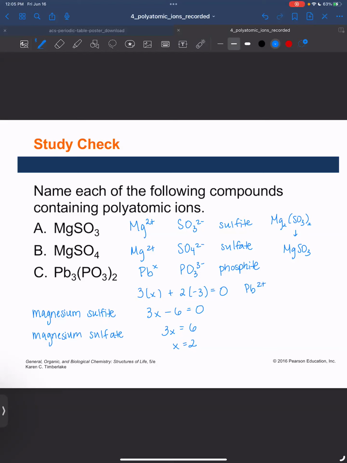So when we name it, we will write lead and then Roman numeral 2 to indicate the charge of that lead cation. And then the full name of the polyatomic ion, which is phosphite. So lead(II) phosphite.